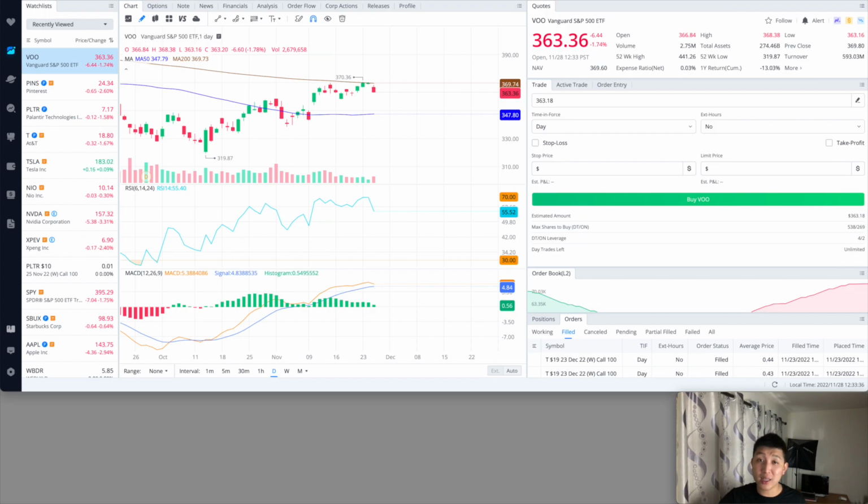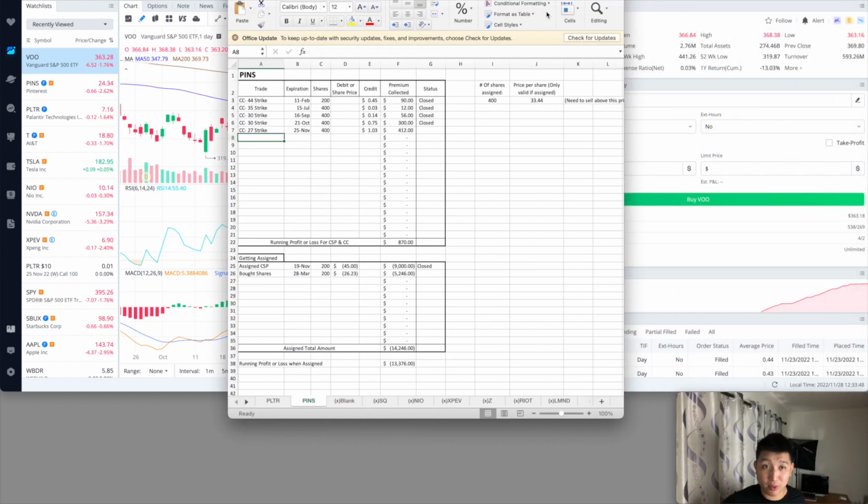So right now, currently the market is down over 1%, and I'm assuming the market is going to continue to fall since December is here and everybody decides to sell in the second half of the year. Anyways, my current portfolio right now is Pinterest and Palantir.